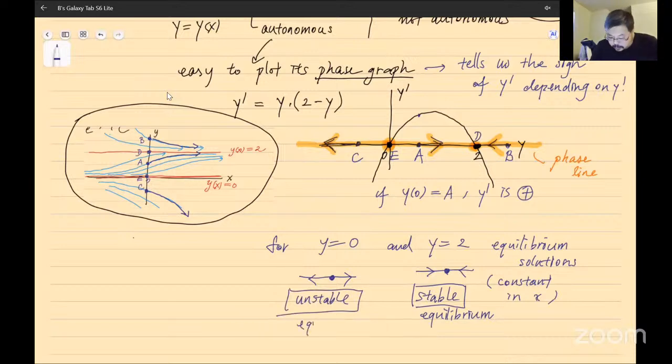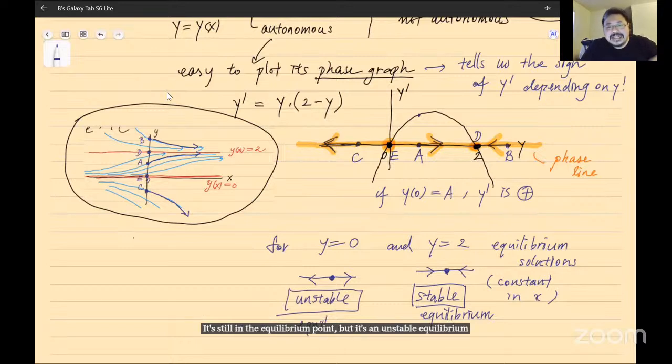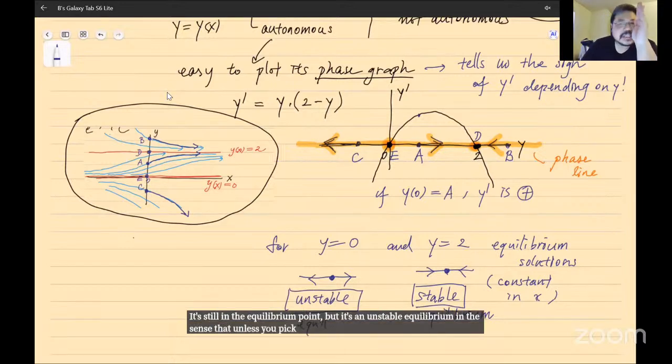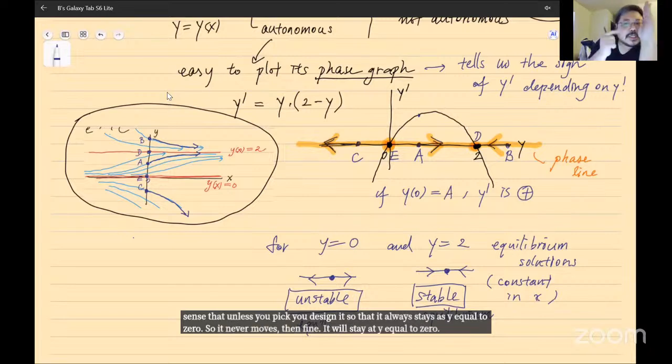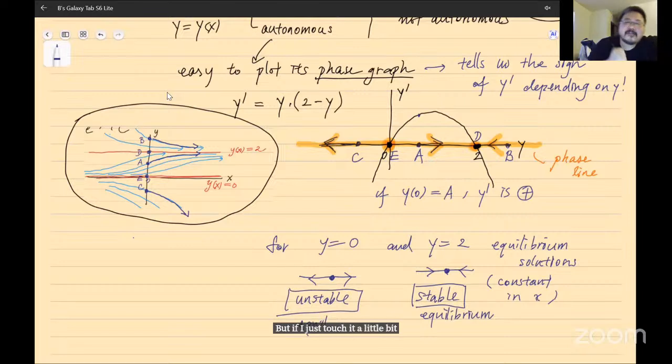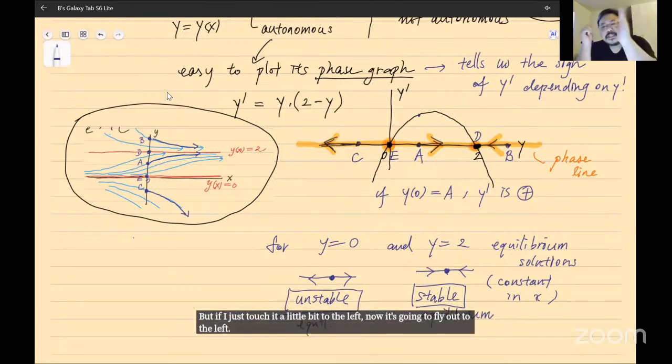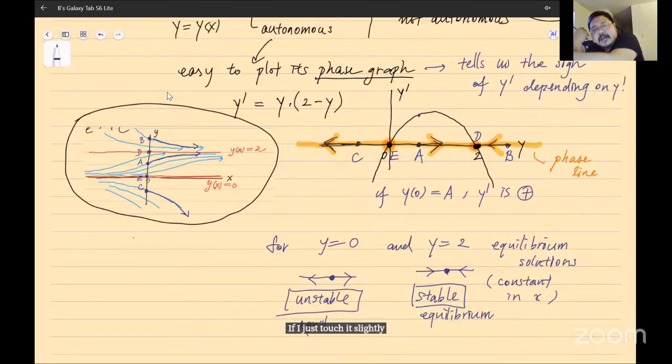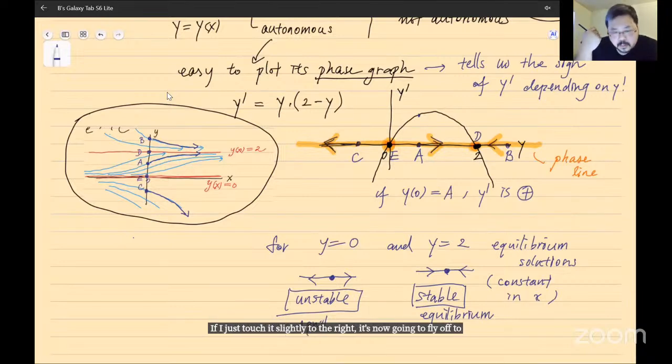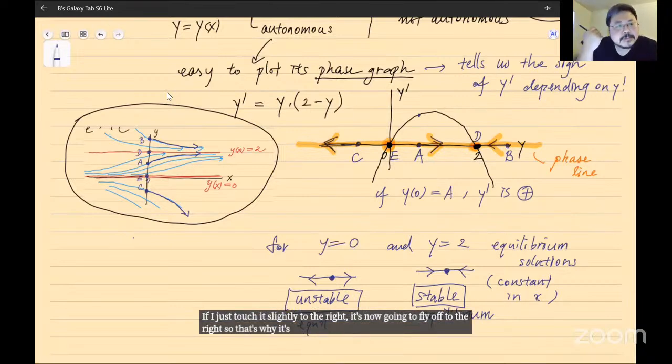It's still an equilibrium point, but it's an unstable equilibrium in the sense that unless you design it so that it always stays at y equal to 0 and never moves, then fine, it will stay at y equal to 0. But if I just touch it a little bit to the left, now it's going to fly off to the left. If I just touch it slightly to the right, it's now going to fly off to the right. So that's why it's called an unstable equilibrium.